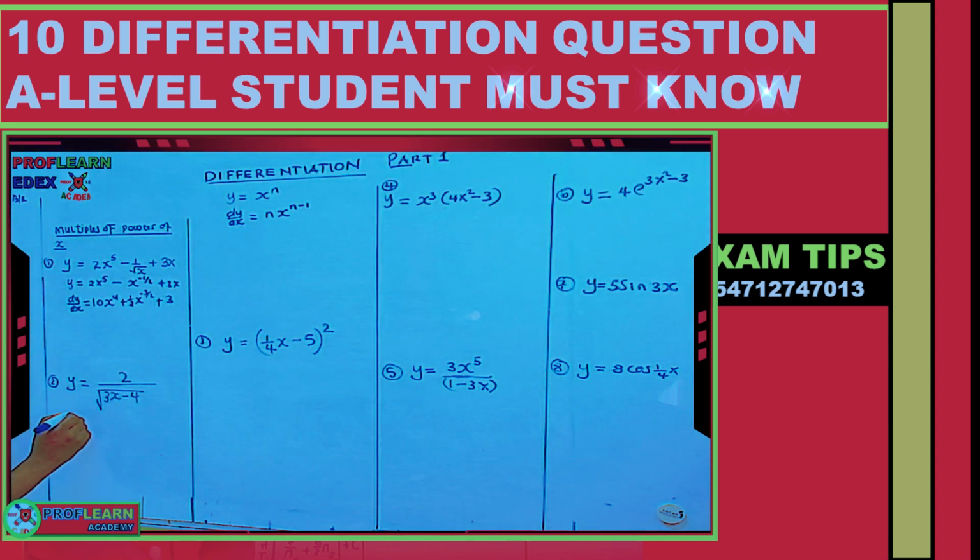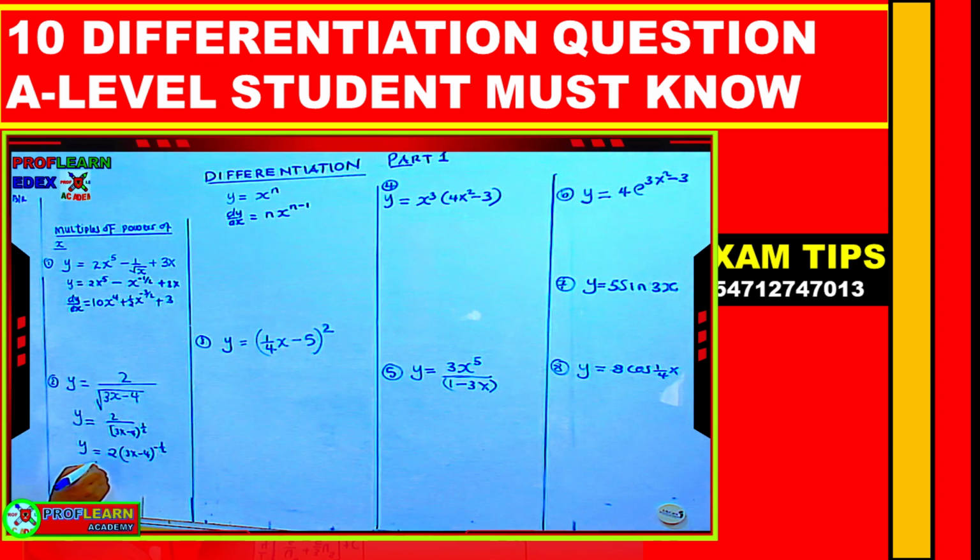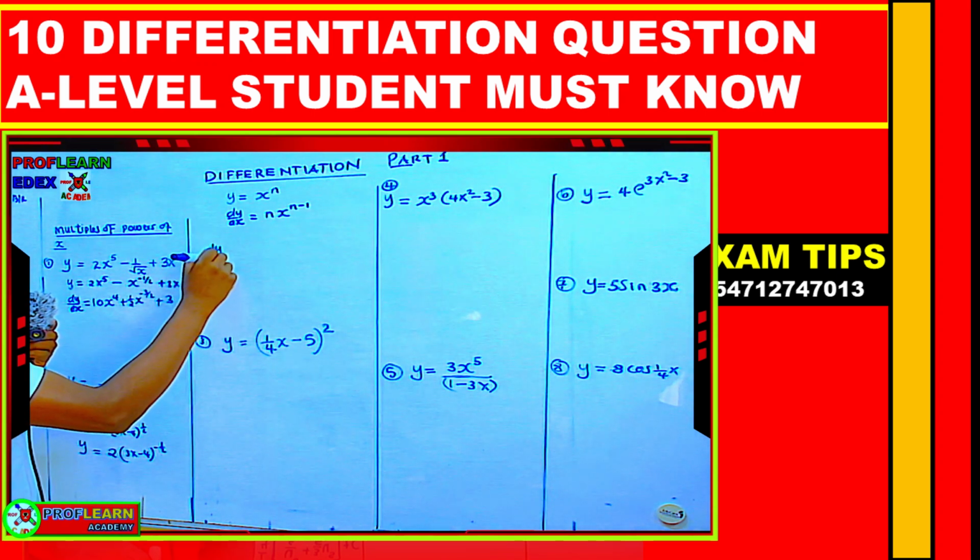Then this one here, I'm going to rewrite it first, and this is going to be 2 over (3x - 4) raised to power 1/2. And I can rearrange it further, and it will become 2, rather I'll take it up, into (3x - 4) raised to negative 1/2. So with this one, we can perform the differentiation. And to differentiate this, we're going to use the chain rule. So this is going to be dy/dx.